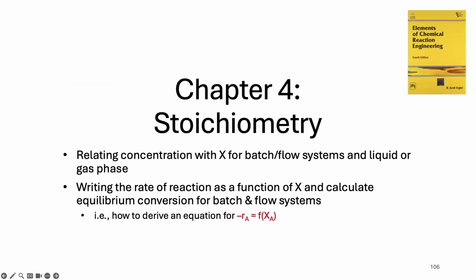So now, moving forward to chapter 4, where the topic is stoichiometry, we'll be learning how to relate concentration with conversion for batch and flow systems, and writing a reaction rate as a function of conversion so that we can calculate equilibrium conversion for batch and flow systems, i.e. learning how we can derive an equation to model our reaction rate as a function of conversion.